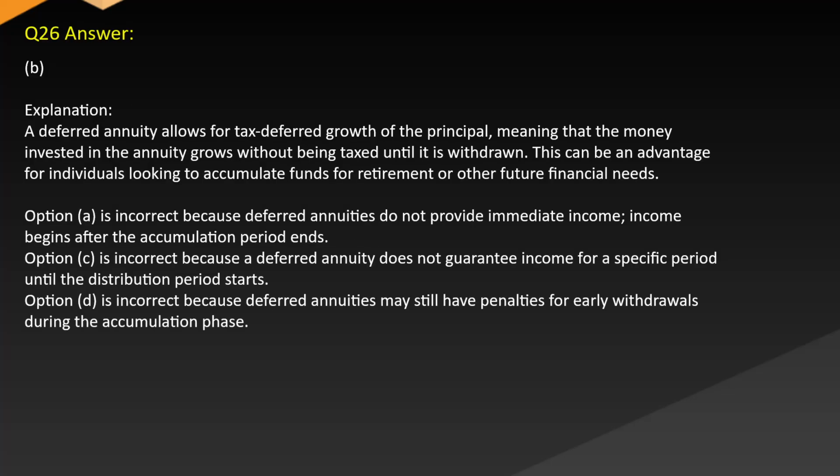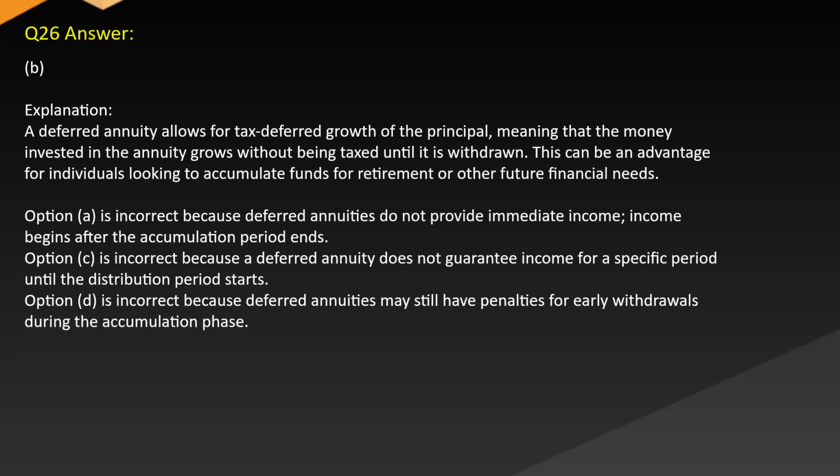Answer B. Explanation. A deferred annuity allows for tax-deferred growth of the principal, meaning that the money invested in the annuity grows without being taxed until it is withdrawn. This can be an advantage for individuals looking to accumulate funds for retirement or other future financial needs.